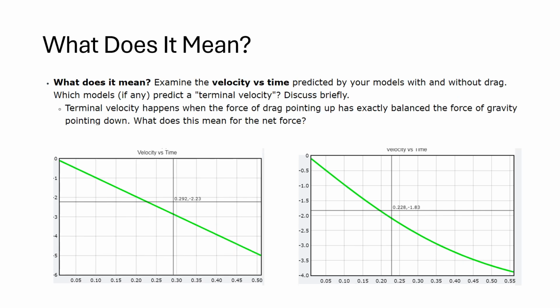What does it mean? Examine the velocity versus time. Which models, if any, predict terminal velocity? The model with drag, which is on the right, predicts terminal velocity because the velocity is curving towards an asymptote, whereas the model on the left will not have a terminal velocity because the velocity will just keep increasing in magnitude. Terminal velocity happens when the force of drag pointing up has exactly balanced the force of gravity pointing down. That means the net force is equal to 0 and it will travel at constant velocity.